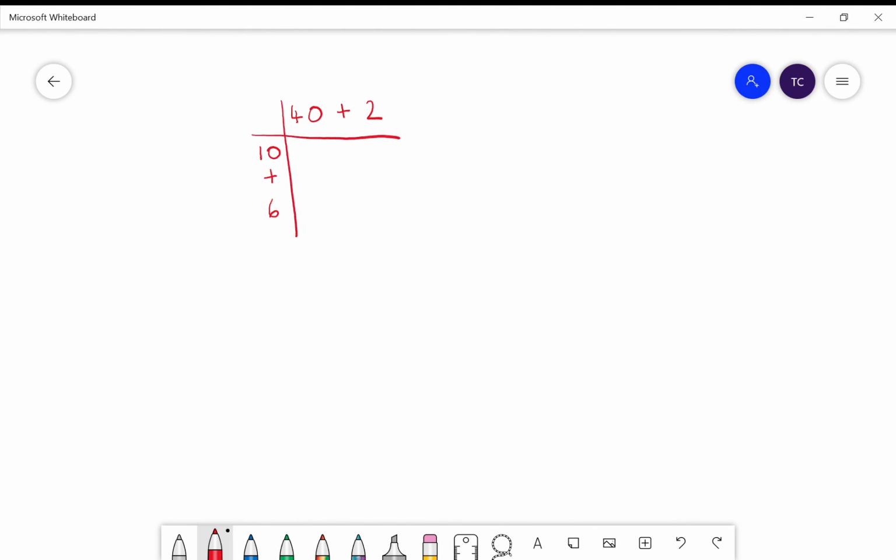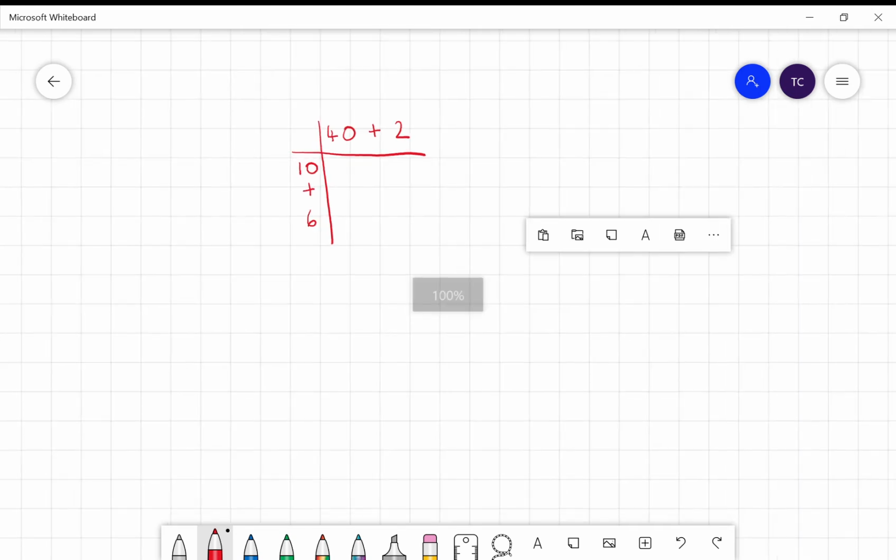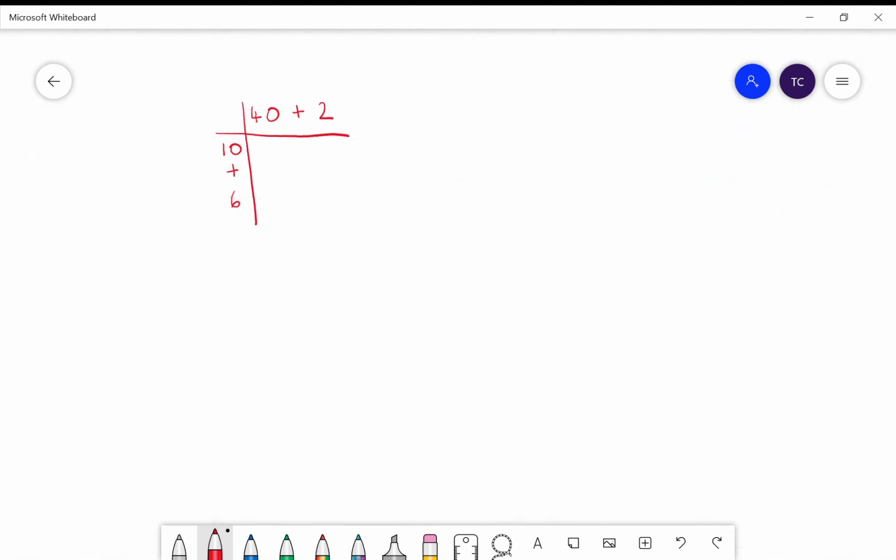Okay, and this method is known as the grid method. And we'll see that it hopefully gives the same answer as what we've done before. Okay, so first of all, 40 times 10 will give us 400. 40 times 6 is 240. 2 times 10 is 20, and 2 times 6 is 12.